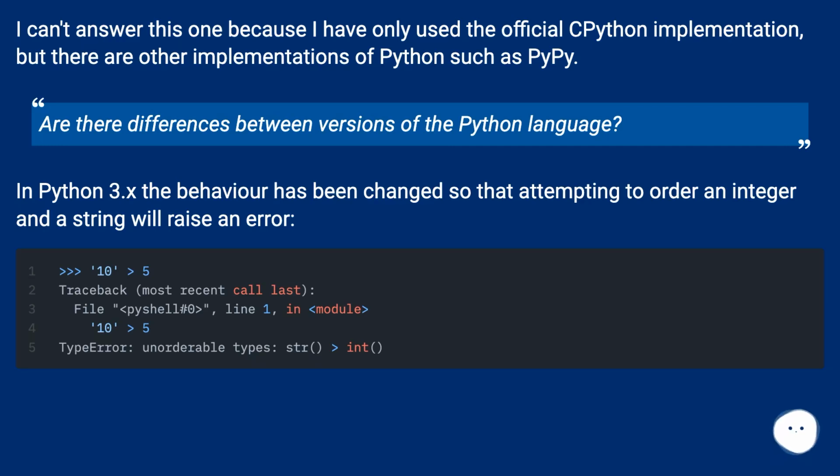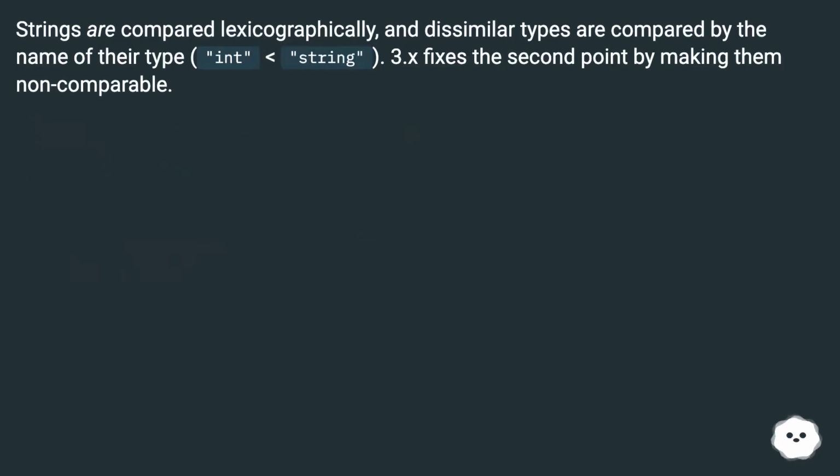In Python 3.x, the behavior has been changed so that attempting to order an integer and a string will raise an error. Strings are compared lexicographically, and dissimilar types are compared by the name of their type. Int is lower than string. 3.x fixes the second point by making them non-comparable.